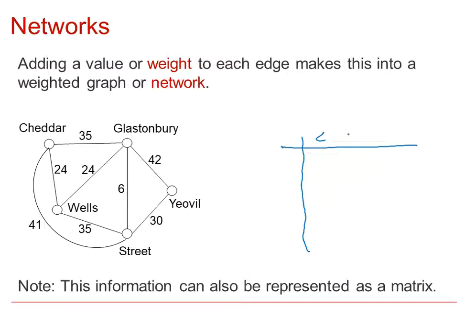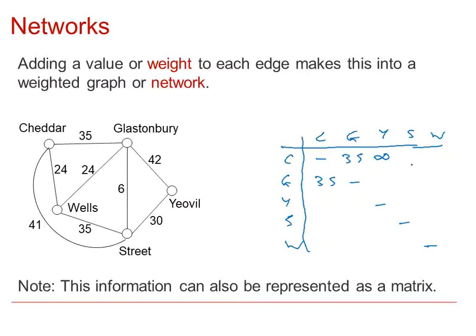So we could have Cheddar, Glastonbury, Yeovil, Street and Wells, across and down. So there's no link from Cheddar to Cheddar or Glastonbury to Glastonbury. There's no direct link from a town to itself. From Cheddar to Glastonbury is 35, so put that in twice. From Cheddar to Yeovil, there is no direct link, and you can show that by either a dash or you can put it in as infinity. There is no finite answer.